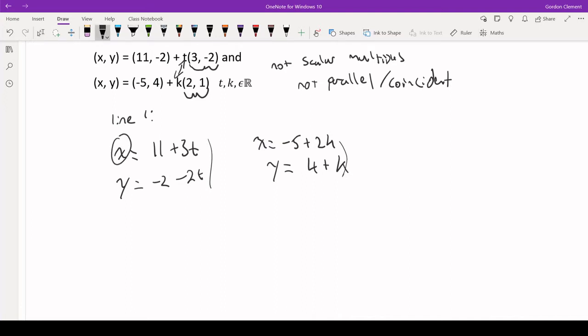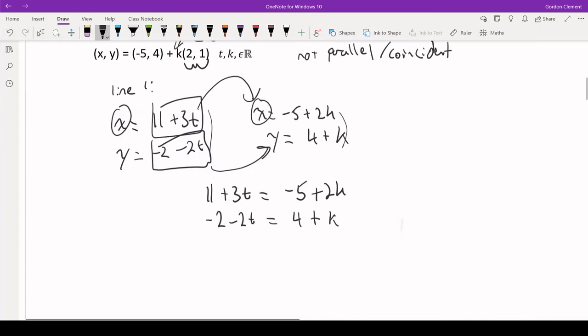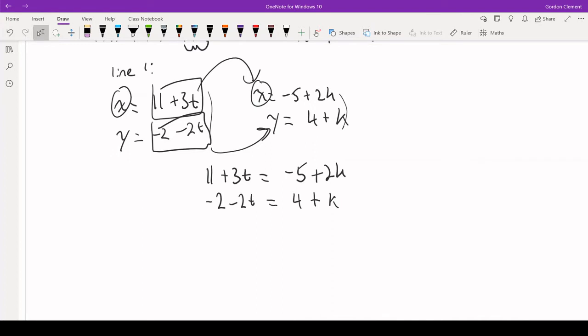We've got an X here and we've got an X here. So we can just do some grade 10 substitution. If those x's are going to be the same at the point of intersection, then the right sides have to be the same. So I'm taking this and subbing it in there. And I'm going to do the same thing. Take this version of y and sub it into the other equation. So -2 minus 2t equals 4 plus k. There we go. So that takes my 4 equations with 4 variables that we started with, and now we have 2 equations with 2 variables. So that's nice.